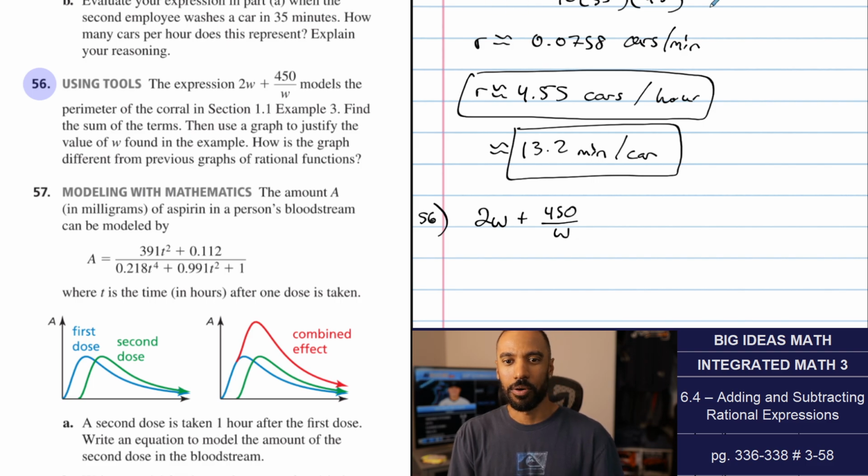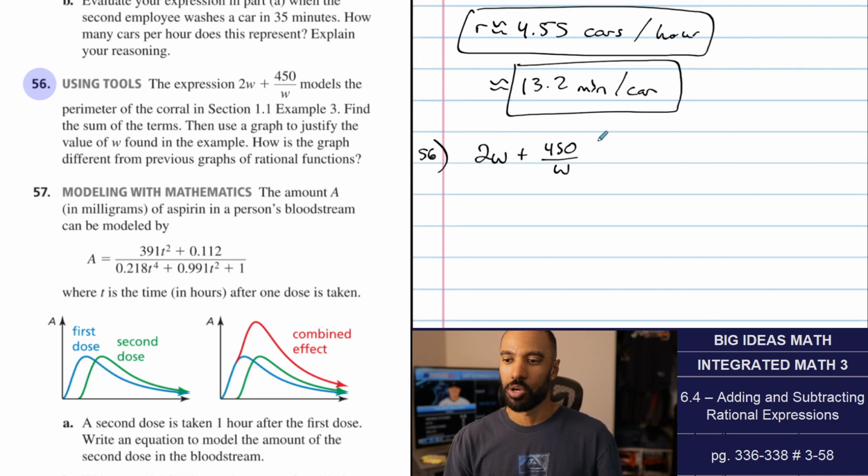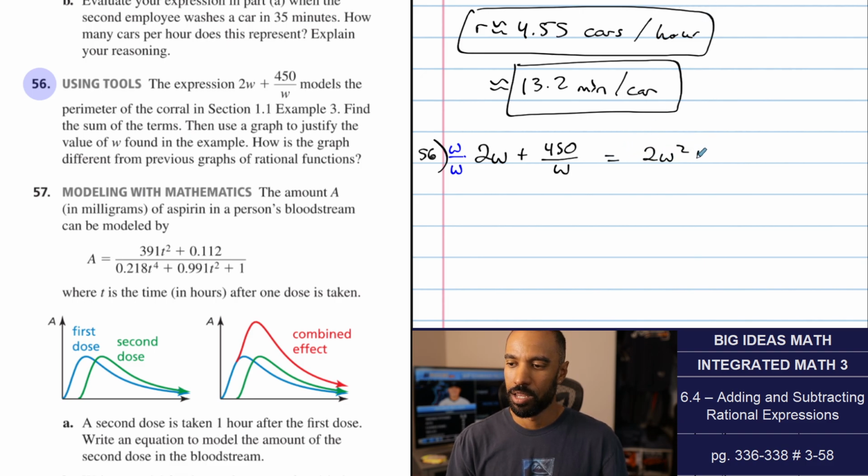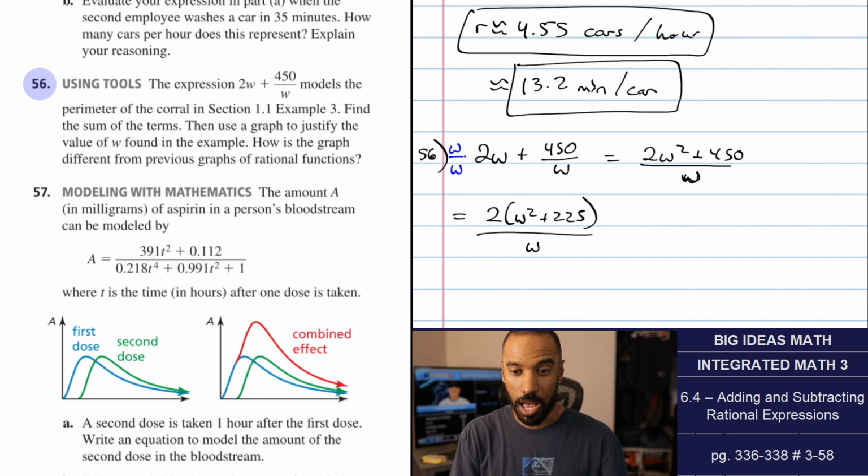Okay, so they said simplify this, right? So you can multiply top and bottom here by w, and you get 2w squared plus 450 all over w. I can factor a 2 out if need be, and we get 2 times w squared plus 225, all over w. This is a sum of two squares, but that doesn't actually mean anything. But there is our sum of those two things together.